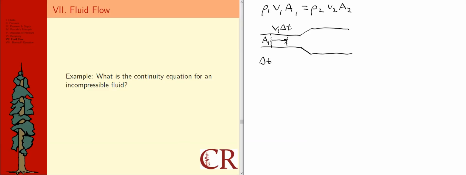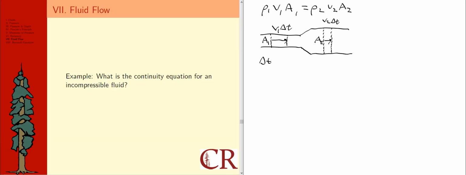Now, it might make sense that when the pipe widens, the fluid might slow down. So if here there is a cross-sectional area A2, it might go a little less far in the same time delta T. And so that distance there would be V2 delta T.